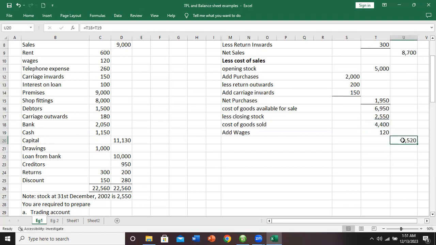So you less this cost of sales from the net sales, and the figure you get is your gross profit or gross loss. In this case, a gross profit, because the cost is lesser than the sales income. So we have a gross profit. As simple as that. And that ends your trading account. Okay. Any question?